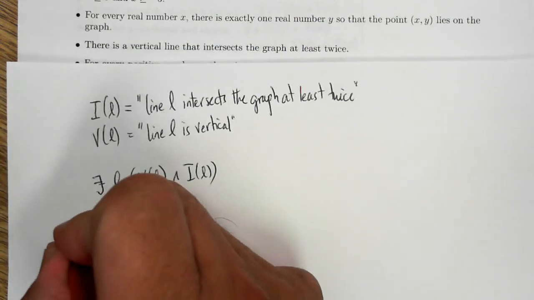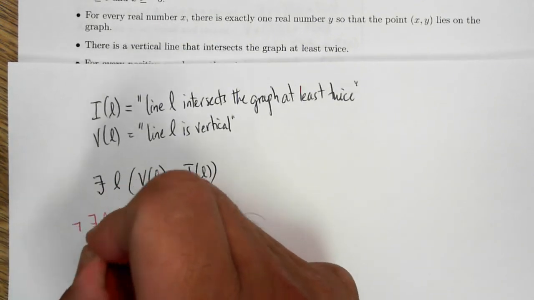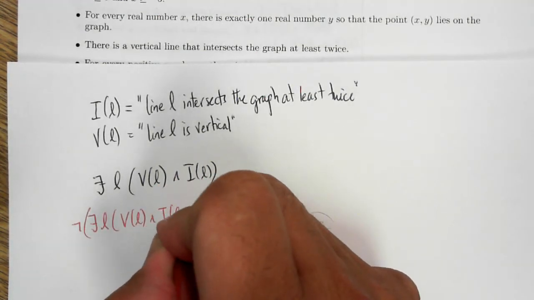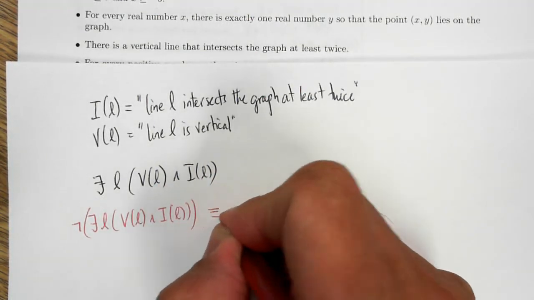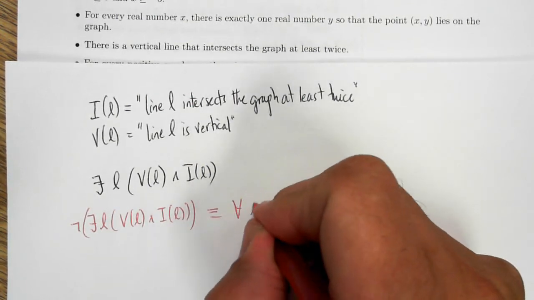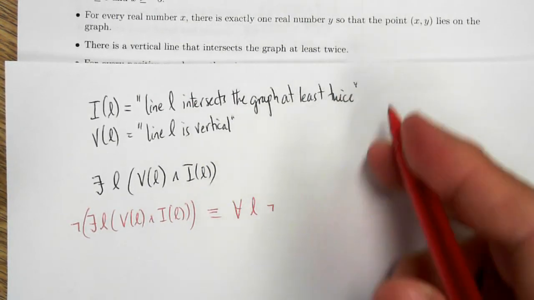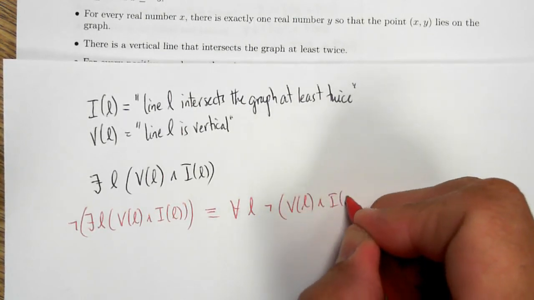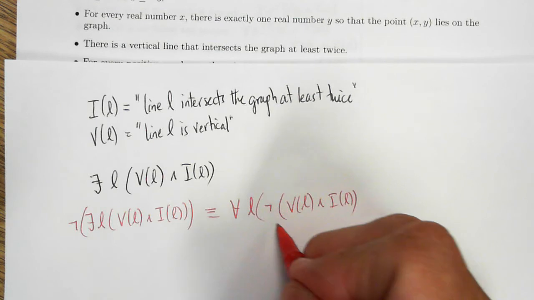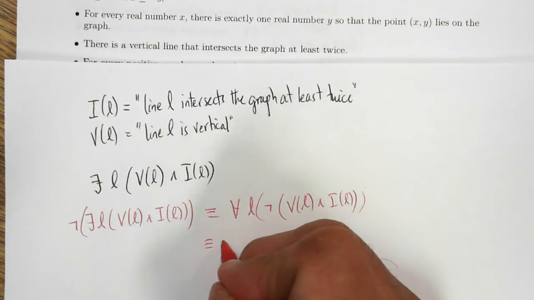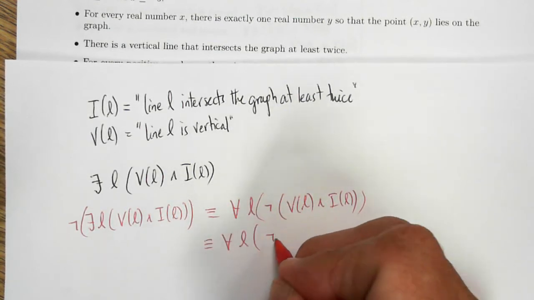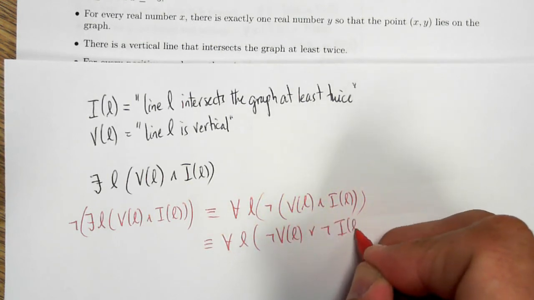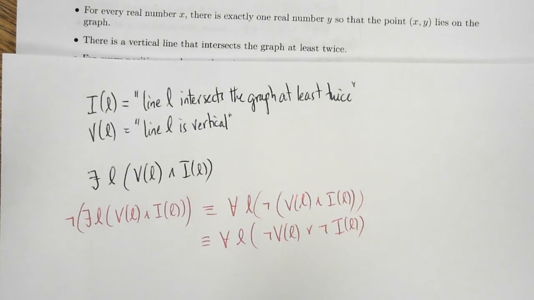Now to take the negation of this statement, and I'll do this in red, the negation of what I just wrote. That'll mean that for every line, I have the negation of this. And then by De Morgan's laws, that means for every line, the line is not vertical, or the line does not intersect the graph at least twice.